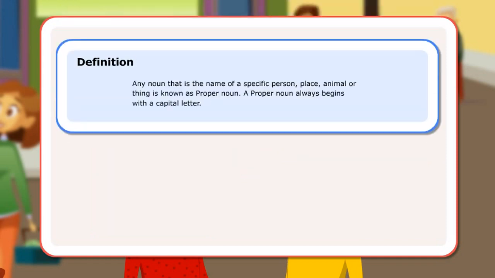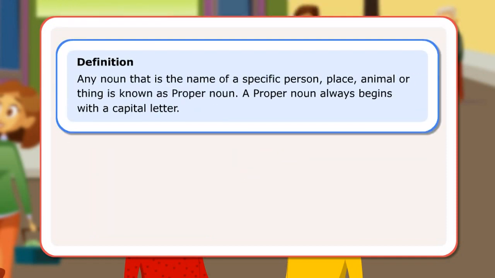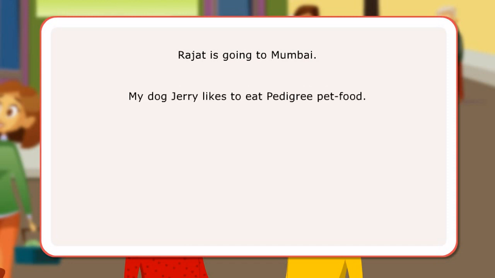Definition: any noun that is the name of a specific person, place, animal, or thing is known as proper noun. A proper noun always begins with a capital letter. Let us look at a few sentences. Rajat is going to Mumbai. My dog Jerry likes to eat Pedigree pet food. Taj Mahal is a symbol of love.